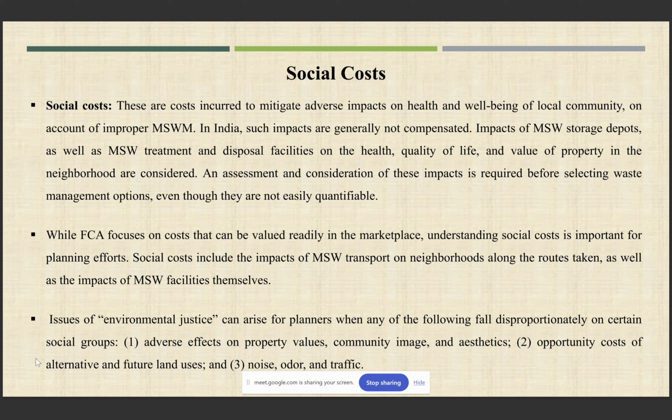Impact of municipal solid waste storage depots as well as treatment and disposal facilities on the health and quality of life and value of property in the neighborhood are considered. So, determining social cost is very important for planning efforts, and it will take impacts of transport on the neighborhood along the routes that are taken to transport the waste from generation to that facility.